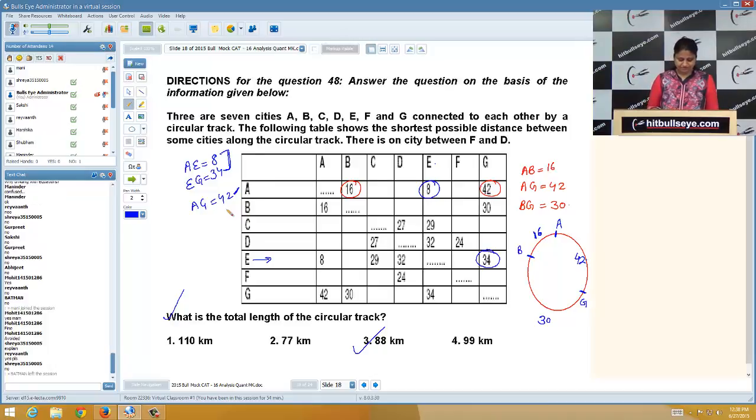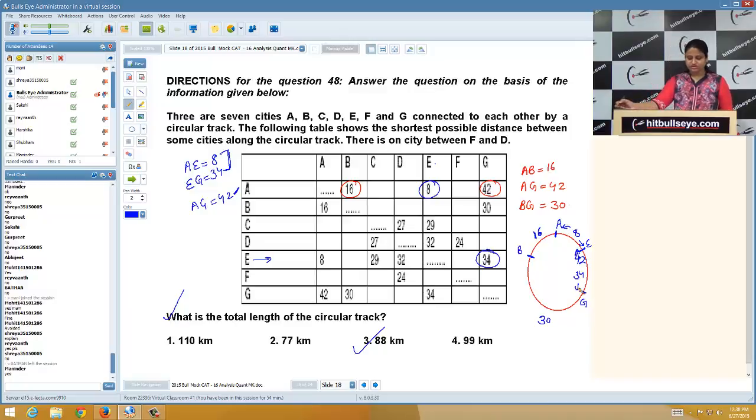E will come between A and G. Are you okay with this? So E I am taking here. AE is given as 8 and EG is given as 34, so it becomes in total 42. Now again, by taking more distances, you could draw this set by this thing only.